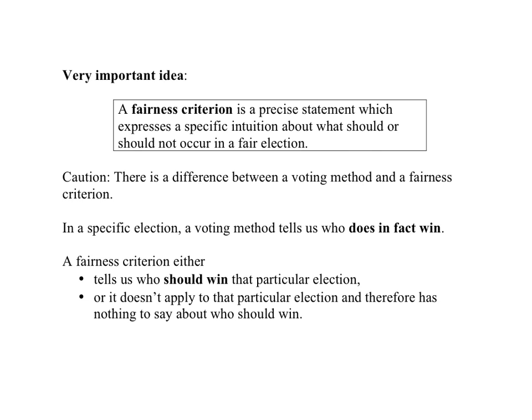There is a difference between a voting method and a fairness criterion. In a specific election, when you apply a voting method, it computes who does in fact win. It crunches the information and tells us, behold, so-and-so is the winner. By contrast, a fairness criterion, in regard to a particular election, either tells us who should win that particular election, or maybe it doesn't even apply. Maybe it has nothing to say about that particular election.